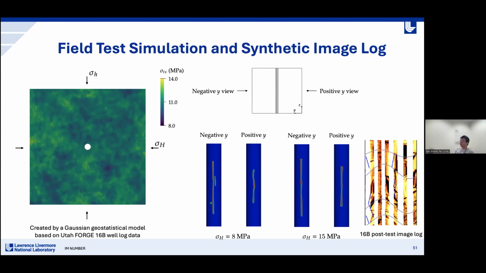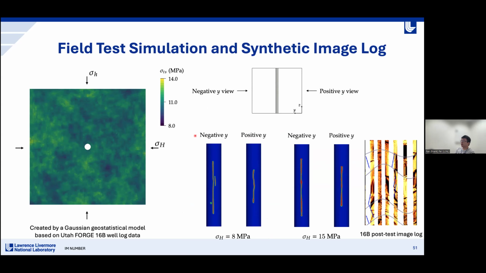And also apart from this experimental scale simulation, we also applied the model to simulate some hydraulic fracturing tests in the field. For example, here, I'm modeling a mini frac test that has been conducted on the production well in the Utah Forge site. And for a more realistic simulation, I've generated the heterogeneous field for rock properties based on the available well log data.